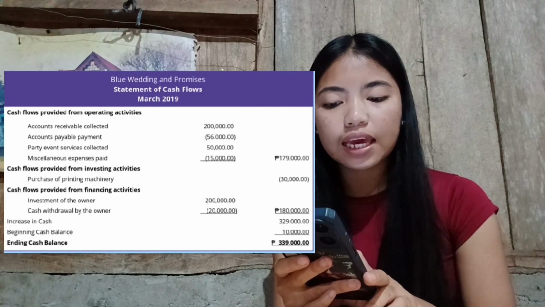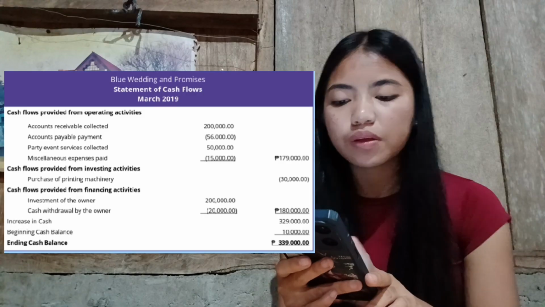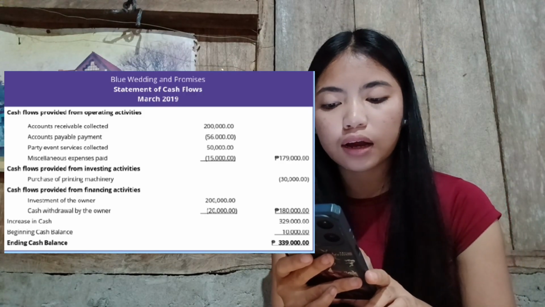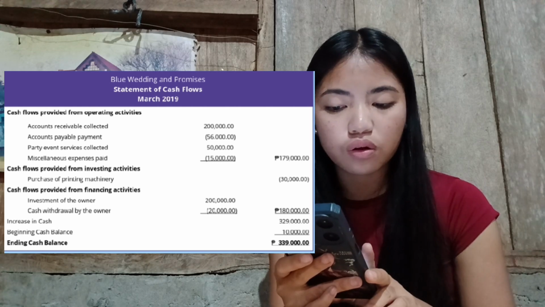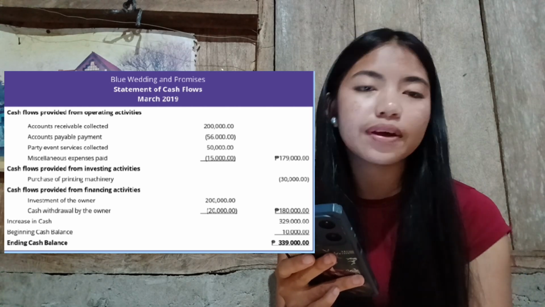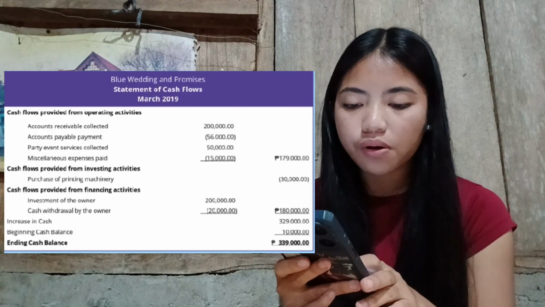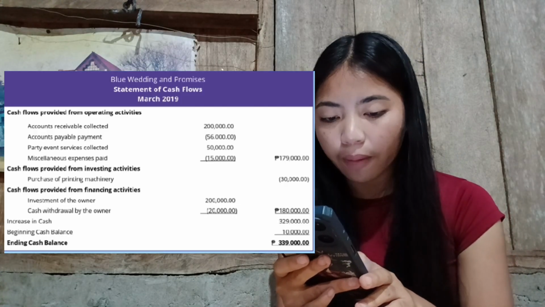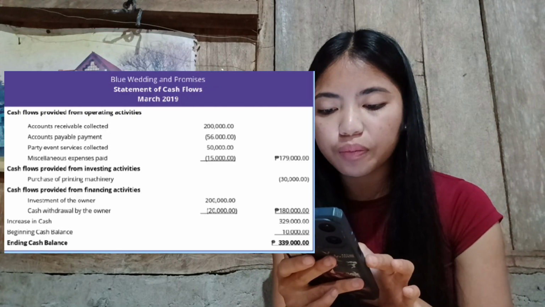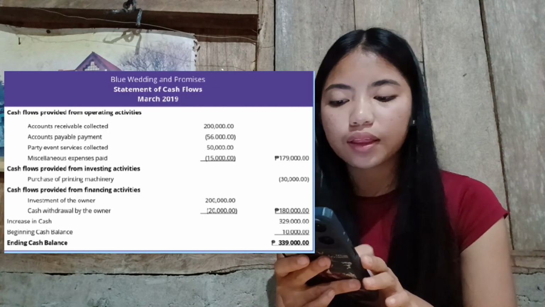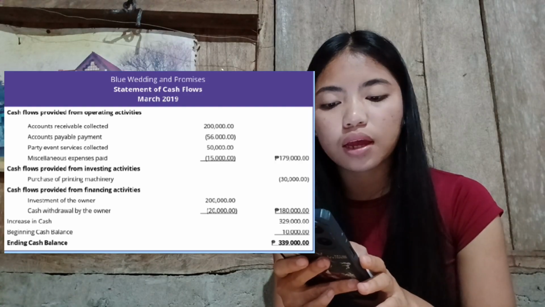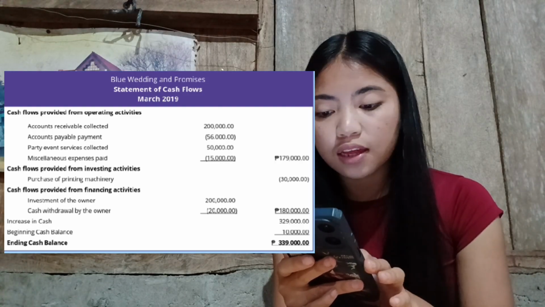After that, we subtract the 71,000 pesos from the 250,000 pesos. So 250,000 pesos minus 71,000 pesos is 179,000 pesos. That is the total cash from operating activities. Next is the cash flow from investing activities. So purchase of printing machinery cost 30,000 pesos. We set that aside.